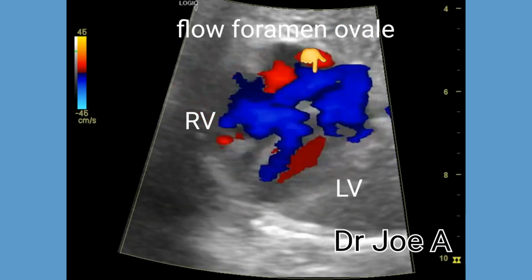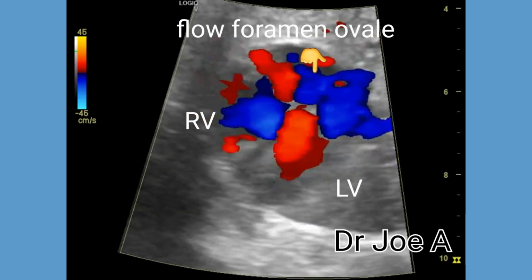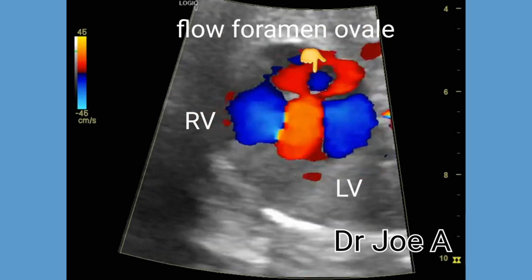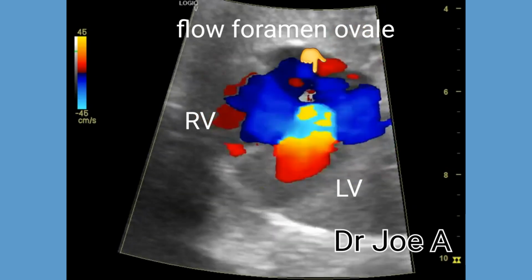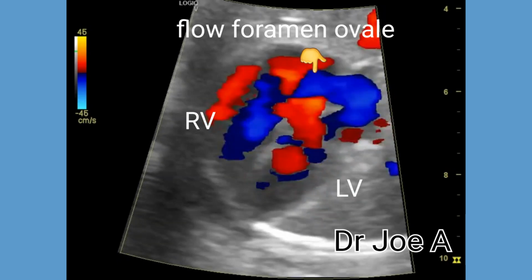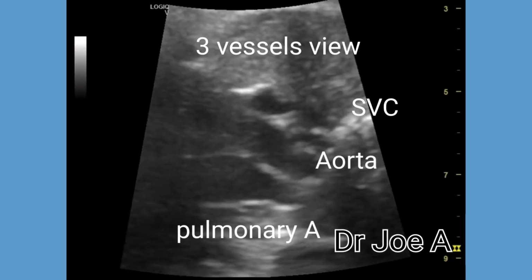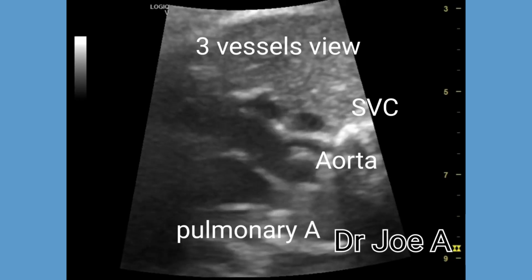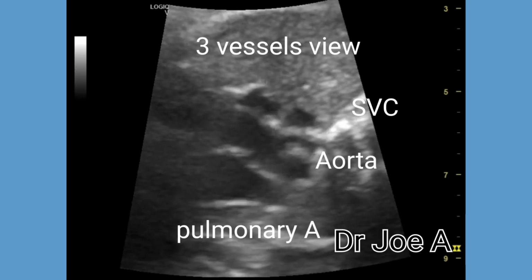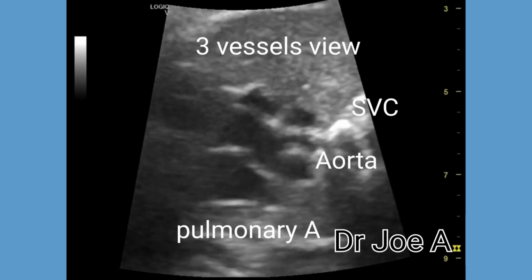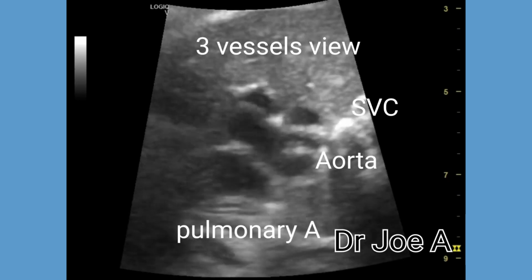The four basic views while doing a fetal echo are the four-chamber view, the three-vessel view, the right ventricular outflow tract and the left ventricular outflow tract. Here we can see a three-vessel view showing the superior vena cava, the aorta, and the pulmonary artery from right to left. All these three vessels show normal caliber and normal function.